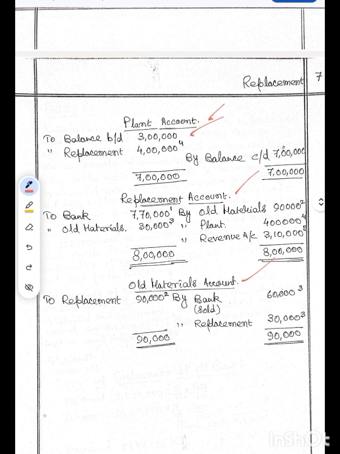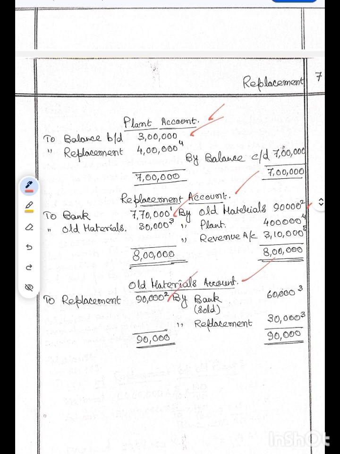Next, come to our first entry, that is 7,70,000. What is that? That is expenditure incurred by us, 7,70,000, and for this our first entry is replacement account debit to bank 7,70,000. Next, our old materials. We have shown old materials account debit to replacement account 90,000, that is our journal entry 2.